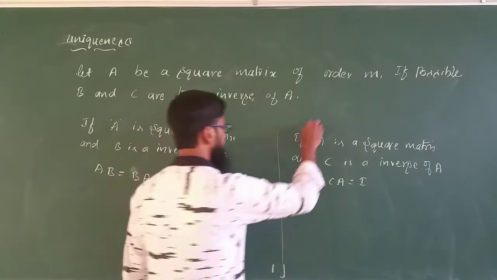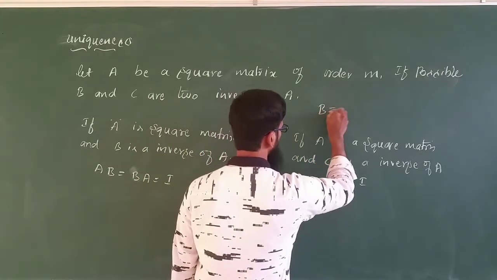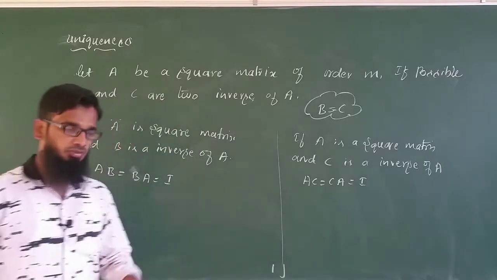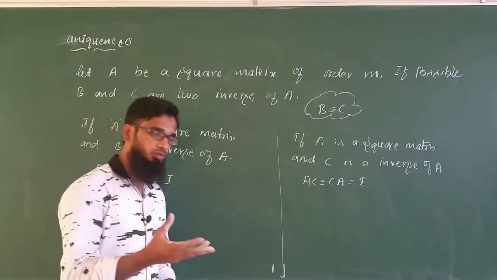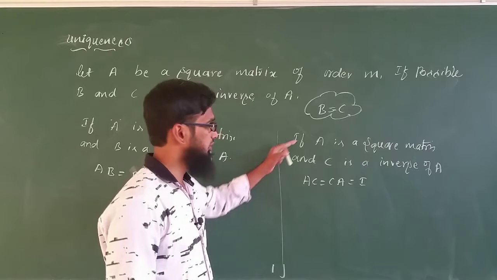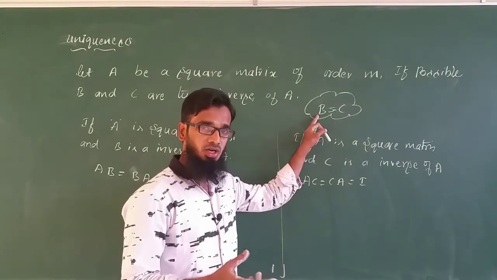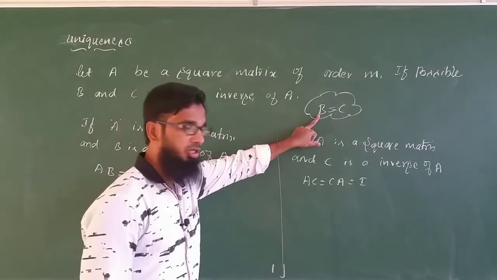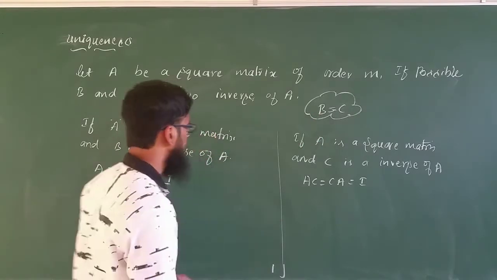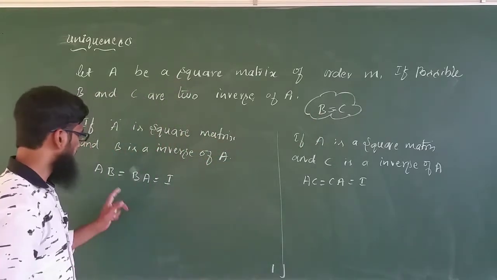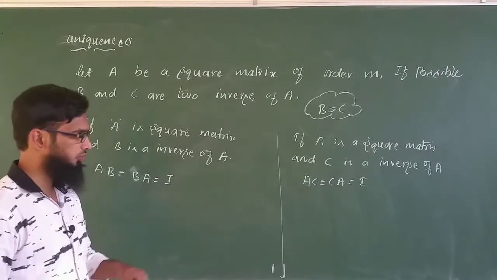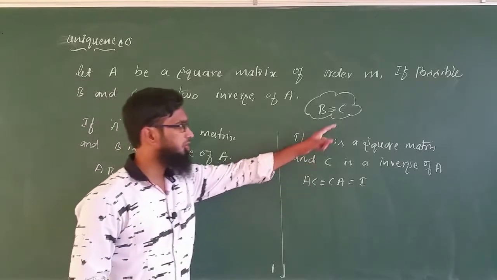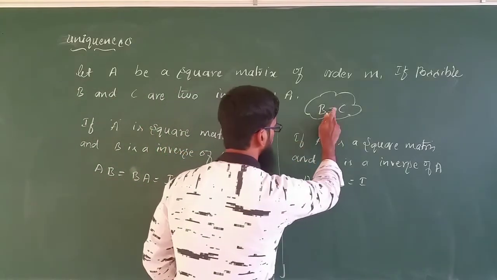Now we prove what we have to prove. We need to prove whether B is equal to C, because both matrices B and C are inverses of A. From this, AB is equal to BA is equal to I, and AC is equal to CA is equal to I. So we have to prove that B is equal to C.